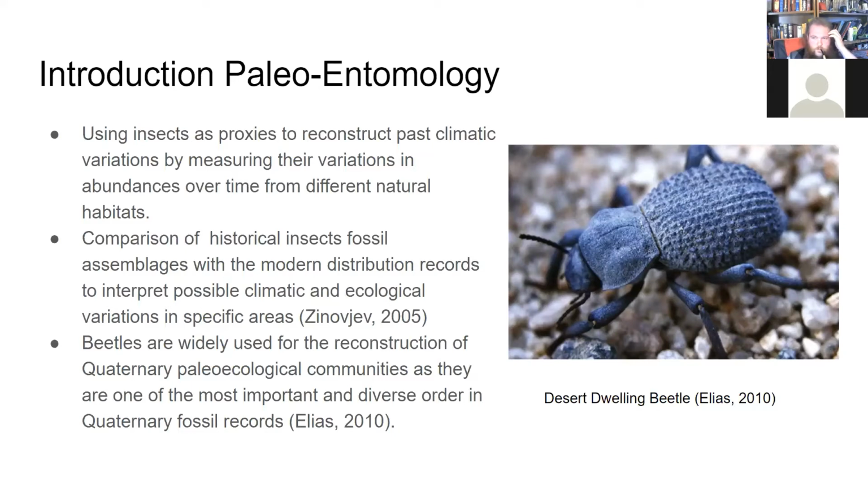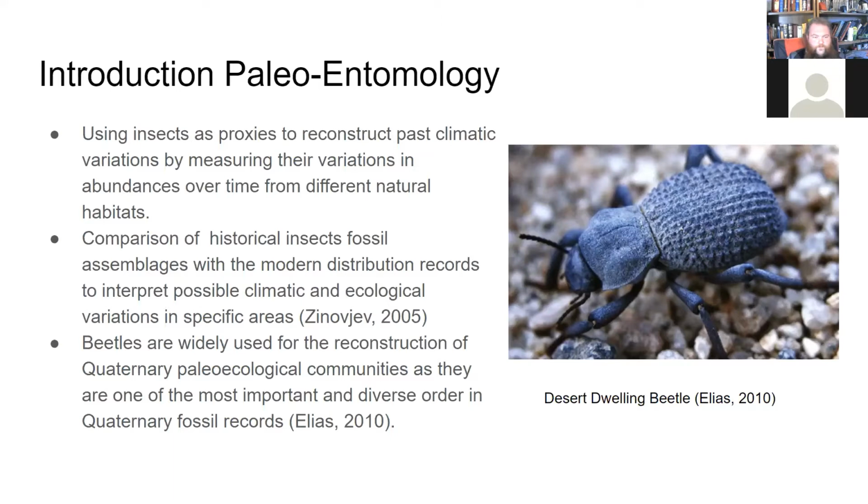Within paleoentomology, beetles are widely used for reconstruction of Quaternary paleoecological communities, as they are one of the most important and diverse orders in Quaternary fossil records. So in this research, we are mainly going to look at beetles as one of the major proxies in paleoentomology, trying to assess the data and to mine some data, looking at the potential of beetles, and especially dung beetles, in future research.